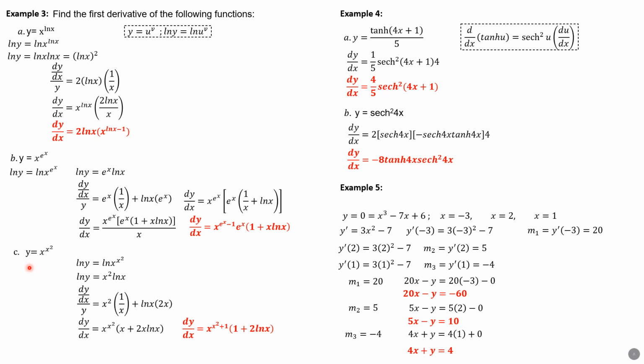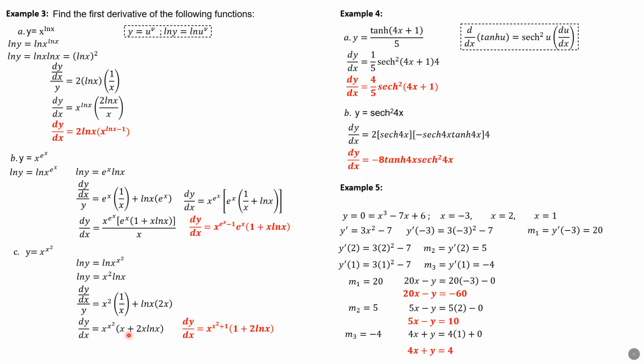Then letter C, y equals x to the x squared, taking ln both sides. Ln y equals ln of x to the x squared. We can write the right side as x squared ln x. So differentiating, ln of y, its derivative is dy dx over y. Then derivative of product: x squared, derivative of ln x is 1 over x, plus second, ln x, derivative of x squared, 2x. Then cross multiply, dy dx is y, which is x to the x squared, times quantity, this is x, plus 2x ln x.